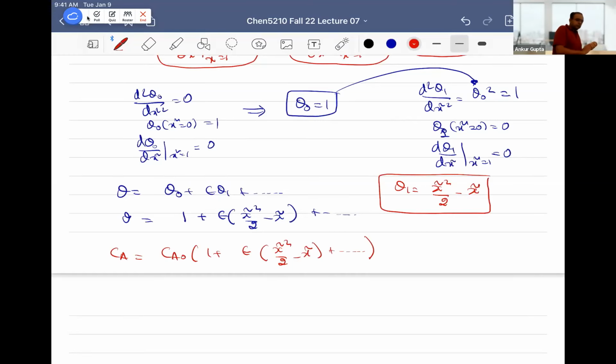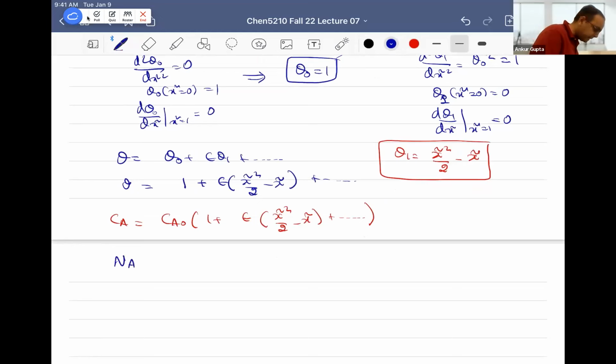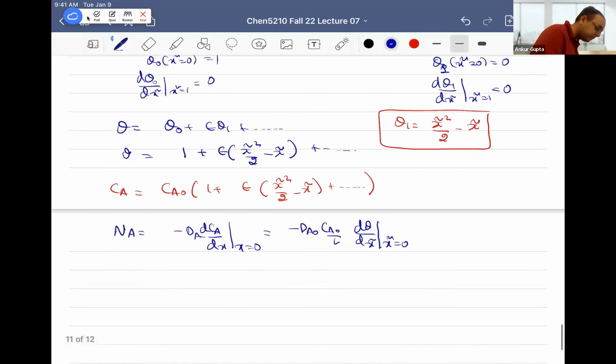All right. Okay. So we are almost there. I just want to mention one small thing: you can also calculate the flux. N_A is minus D dC_A by dx at x equal to 0, and you will basically make it C_A0 by L times d theta by d x tilde at x tilde equal to 0. We derived this a little bit earlier.